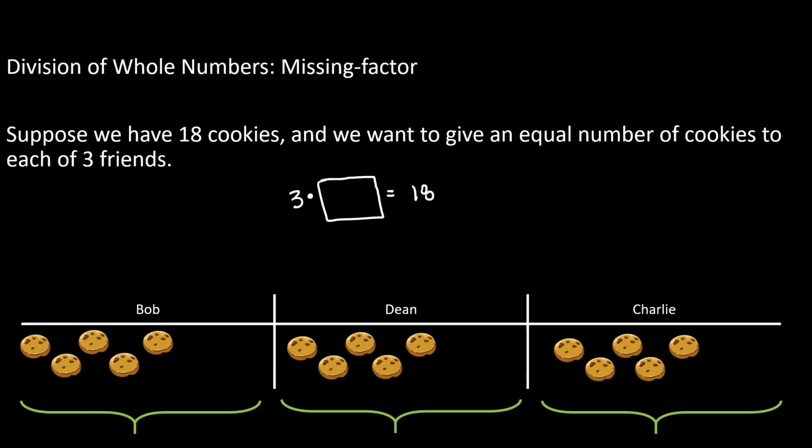So maybe we try 5. If each person gets 5 cookies, that would look like 3 times 5. But 3 times 5 is 15, and 15 is not equal to 18. So again, not a good enough guess. And notice that we're still undershooting it. What if we tried a bigger number, like 10? Well, 3 times 10 is 30, and that's too big. So maybe 10 cookies isn't the right answer either. Maybe we try 6 cookies. 3 times 6, that is 18. So it's definitely 6 cookies to each friend, and we figured that out by using the missing factor model.